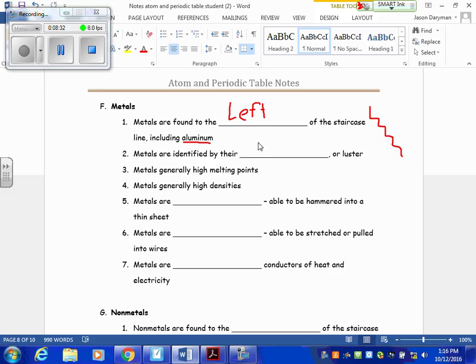And metals are identified by their shine. Some call shine luster. You need to be ready for that. Luster or shine. Metals have high melting points. They have to get really high before they become a liquid. They have high densities. Remember we talked about sinking and floating? Most metals will sink readily because their densities are above that of water. They're high.